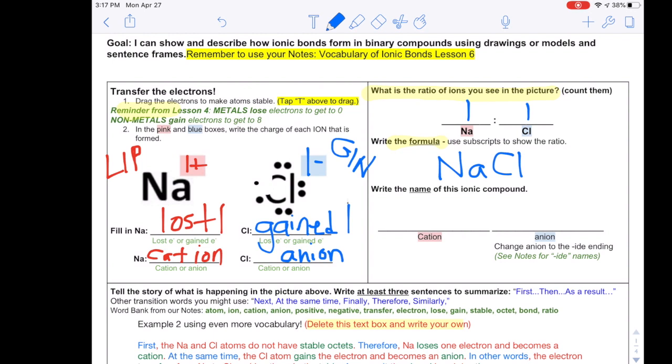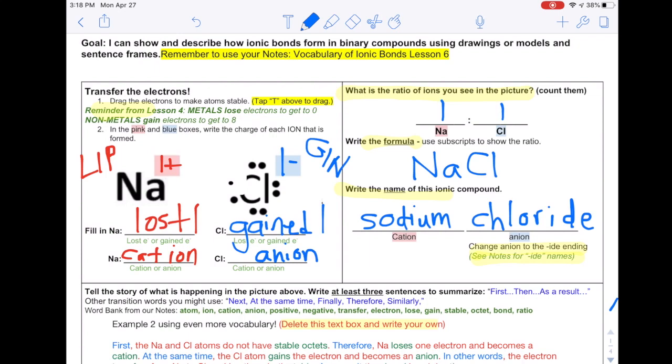And to name it, in the next part here, I name the cation just like I do on the periodic table, so that's sodium. But with the anions, notice that it says change the anion to ide. And you can see your notes for the ide names, or just think about dropping the ending. So chlorine, instead of chlorine, becomes chloride.